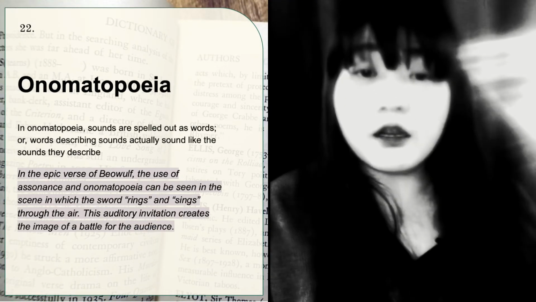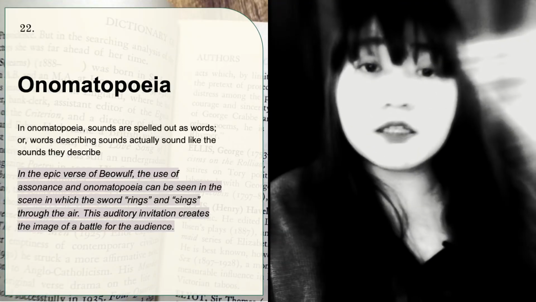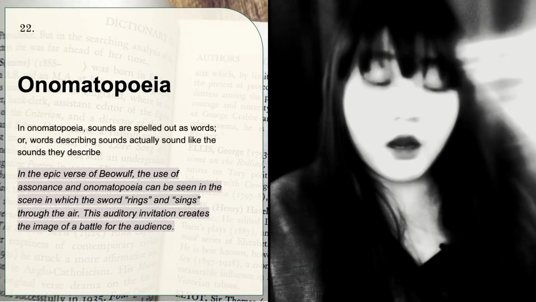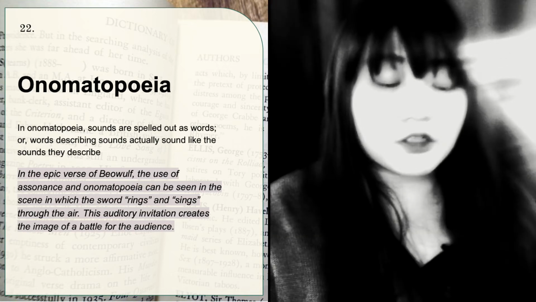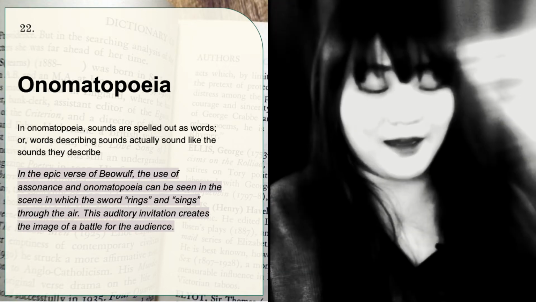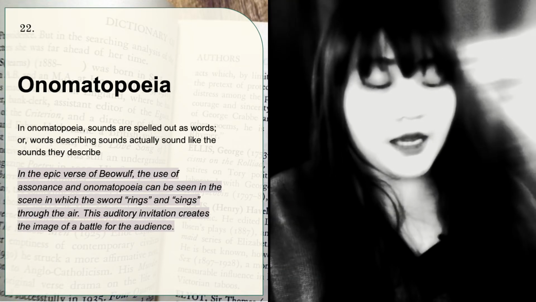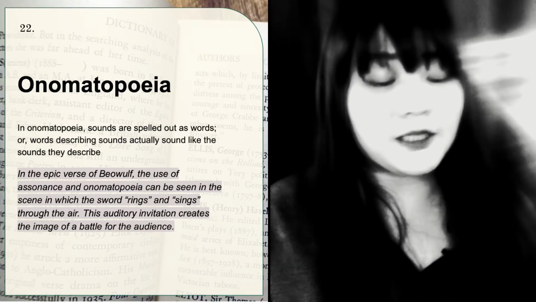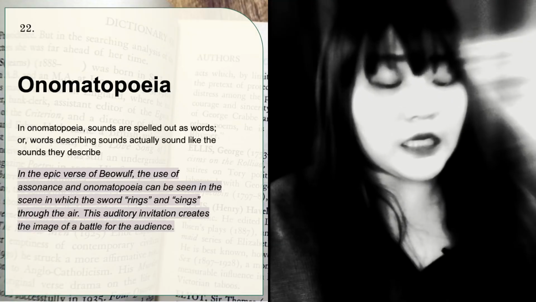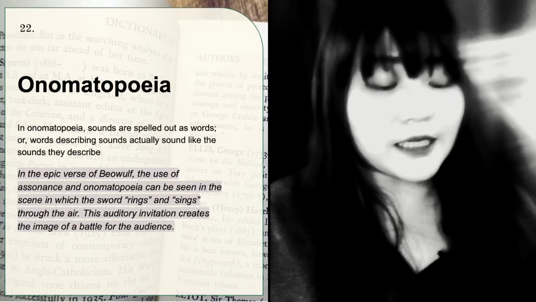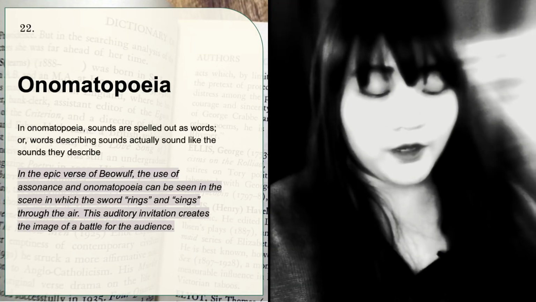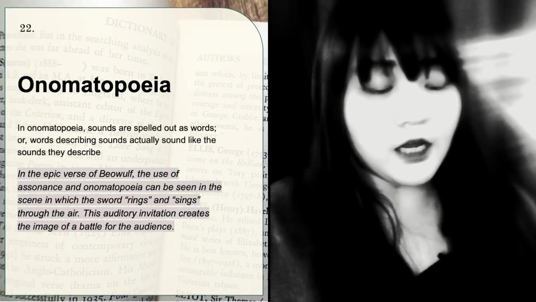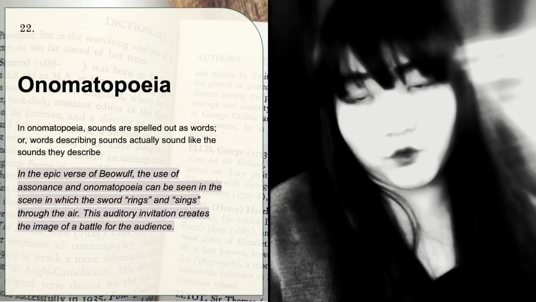Literary device number 22, we have onomatopoeia. In onomatopoeia, sounds are spelled out as words, or words describing sounds actually sound like the sounds they describe. For example, in the epic verse of Beowulf, the use of assonance and onomatopoeia can be seen in the scene in which the sword rings and sings through the air. This auditory invitation creates the image of a battle for the audience.